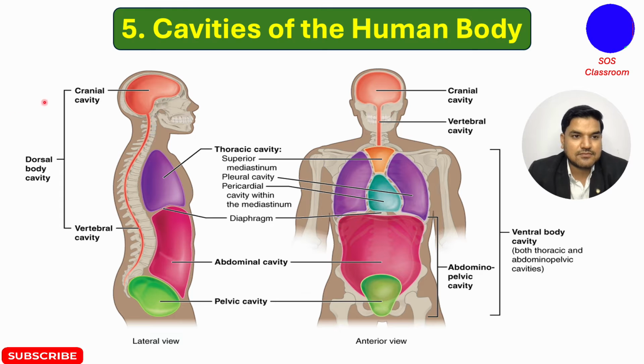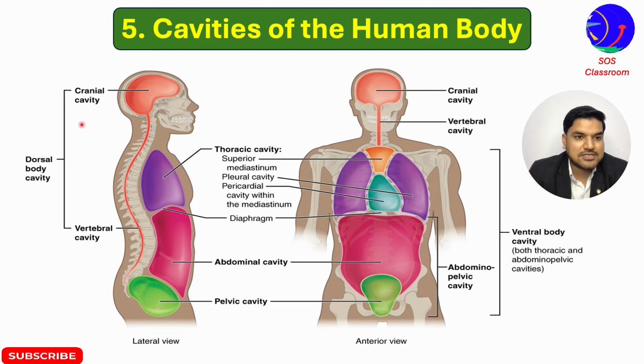You can see this is the dorsal body cavity. Dorsal means the back side of the body or posterior part of the body. And this is the ventral body cavity, meaning the anterior of the body. You can see this is the anterior and this is the posterior. Posterior is called the dorsal body cavity and anterior is called the ventral body cavity.